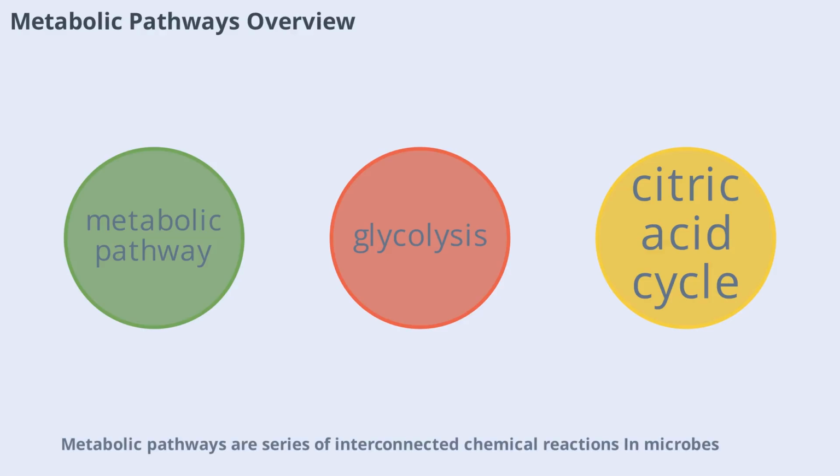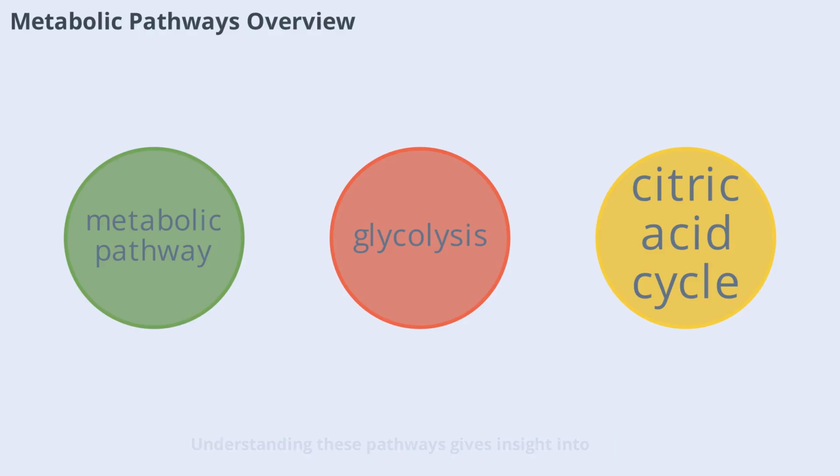Metabolic pathways are a series of interconnected chemical reactions. In microbes, these pathways can be linear, branched, or even circular. Each step is catalyzed by a specific enzyme, and the product of one reaction becomes the substrate for the next. This organization allows for efficient regulation and adaptation. Examples include glycolysis, the citric acid cycle, and fermentation. Understanding these pathways gives insight into how microbes manage energy and resources.